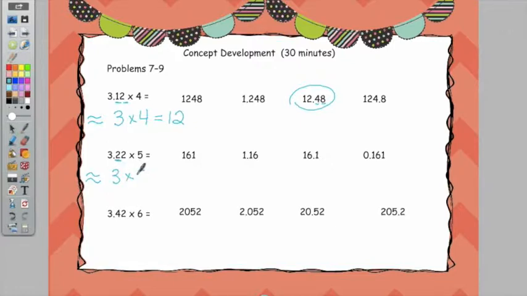So 3 times 5, 15. Write that down. Did you already do it? Yep. Okay, so which one of these answers is closest to 15 ones? 16.1. Okay, now I noticed something. I noticed that if I would have used that trick of underlining the 2 decimal place values, I would have got the wrong answer.